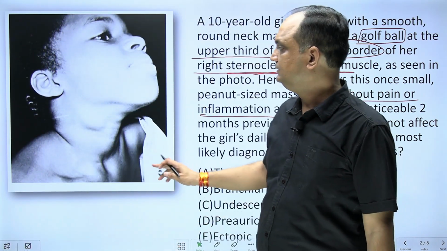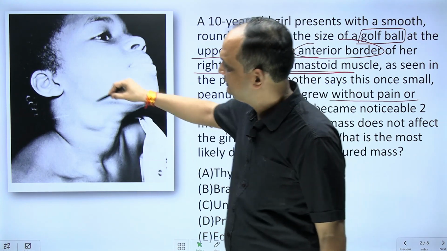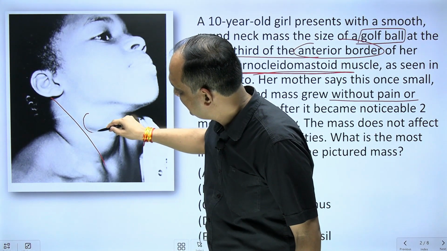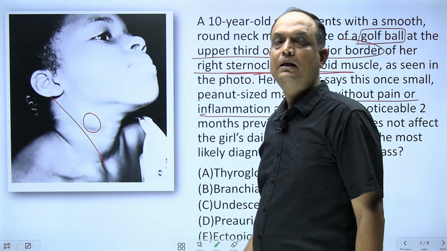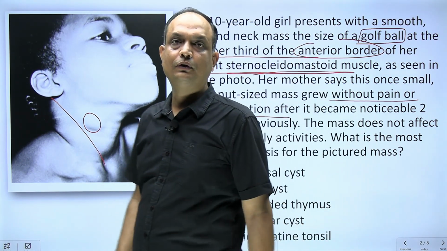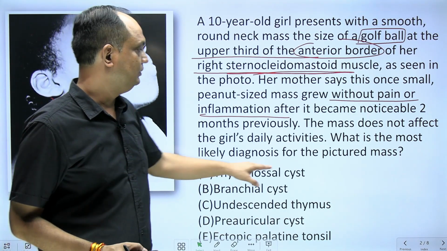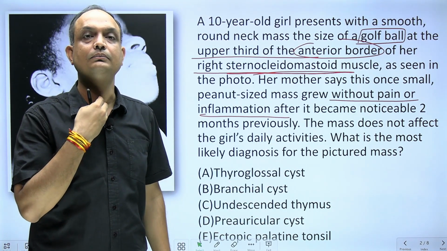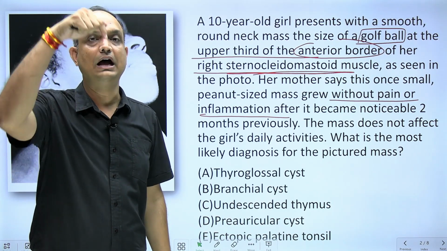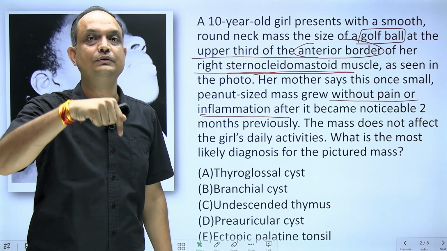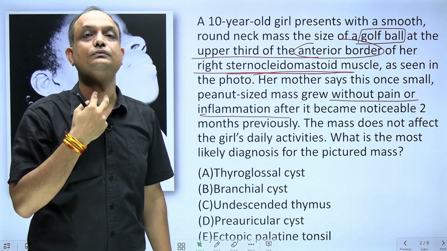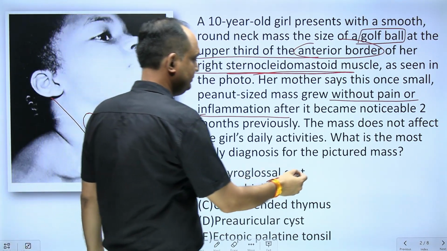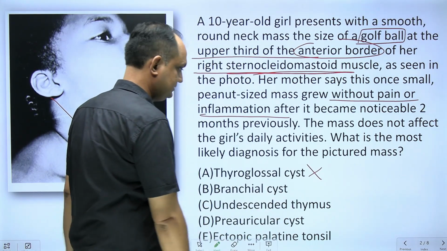So my dear students, when you see this picture, this is your sternocleidomastoid and here you can see that this is the mass. Now when you see the four options, thyroglossal cyst. Now thyroglossal cyst is always a midline problem, and it occurs when you have the diverticulum which is going downward in the midline to form the thyroid gland. So it is not a midline structure, so it cannot be the thyroglossal cyst.